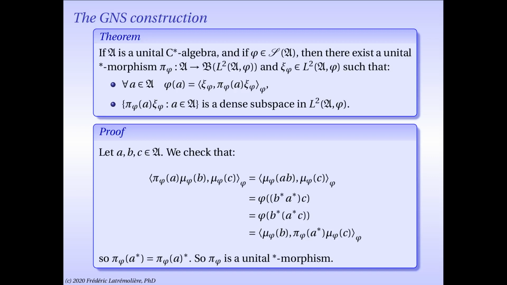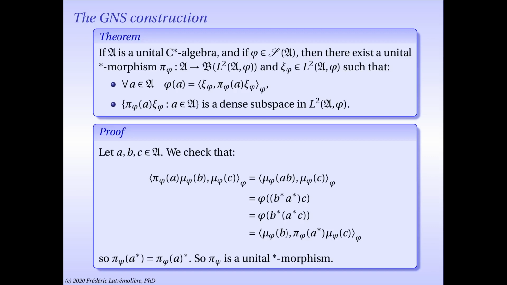The next step is to use associativity in my C-star algebra again to move the parentheses so that I recognize that this is equal to the inner product of mu sub phi of B with mu sub phi of A star C. And what is mu sub phi of A star C? It's pi sub phi of A star applied to the vector mu sub phi of C. Now again, as I've said many times, the set of vectors of the form mu sub phi of B for B ranging over your C-star algebra is dense in L2. So we can deduce from this identity that pi sub phi of the adjoint of A indeed equals the adjoint of pi sub phi of A.